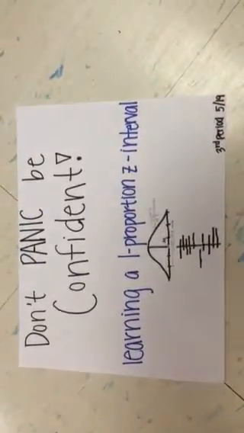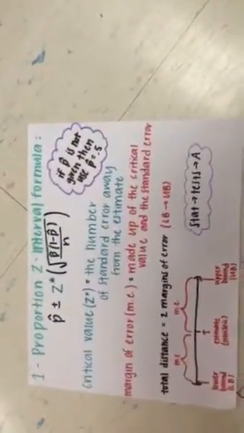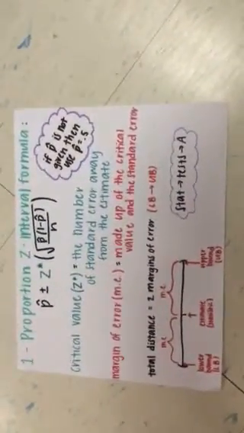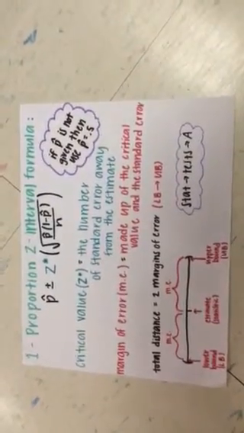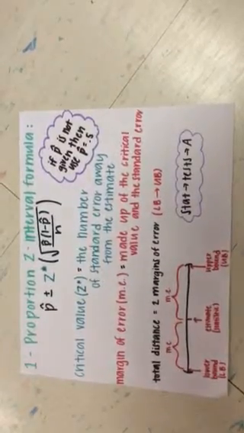Don't panic, be confident. Today we are learning about 1 proportion z intervals. So what is a 1 proportion z interval, you say? Well, to start out, the formula for a 1 proportion z interval is p hat plus or minus z star times the square root of p hat times 1 minus p hat over n.